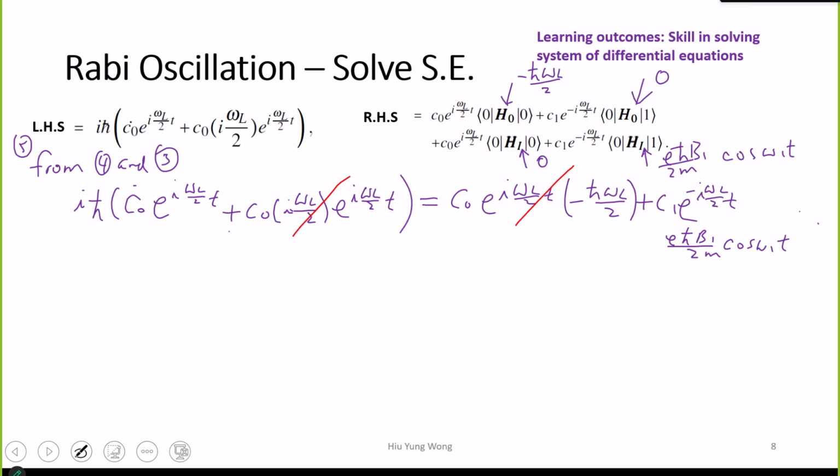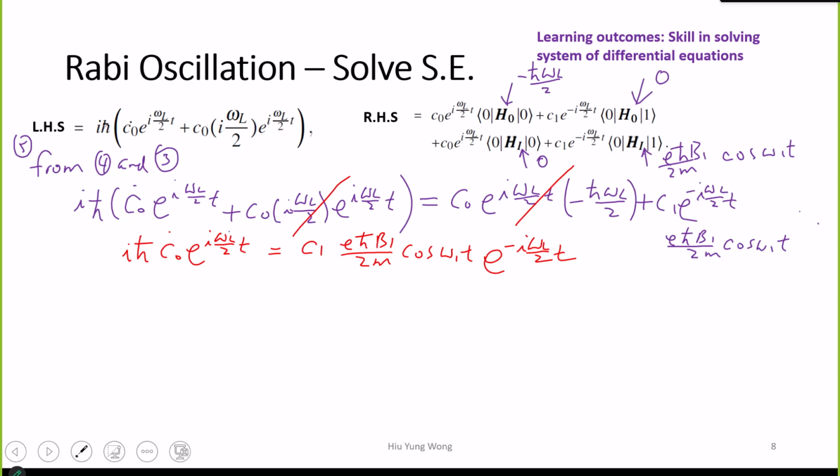So as a result, I have i h bar C0 dot e to the power i omega L divided by 2 equals C1 e to the power h bar B1 divided by 2m cosine omega 1t e to the power negative i omega L divided by 2t, right? I would suggest you not try to copy, but try to answer. And then the rest are just math.